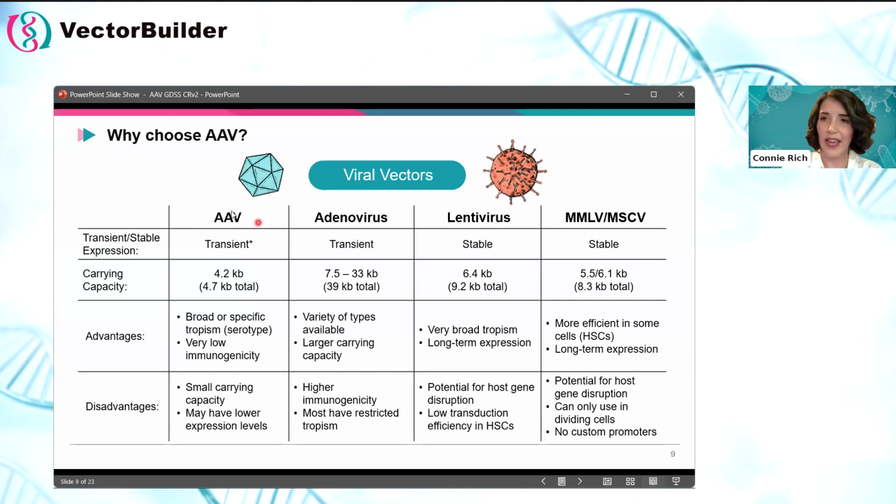So overall, AAV is a really great option if you're doing in vivo gene studies or if you're doing in vivo therapeutic development, if you're targeting very specific cell types, or if you want really long-term expression without genomic integration. So for instance, for gene therapies for neurodegenerative disease, AAV tends to be a really popular option.